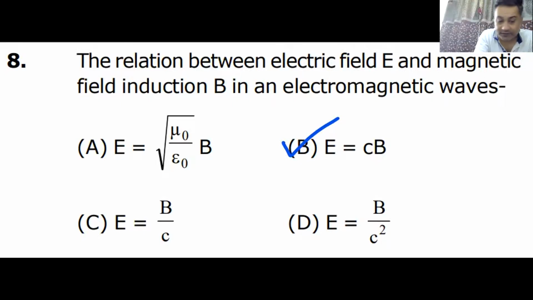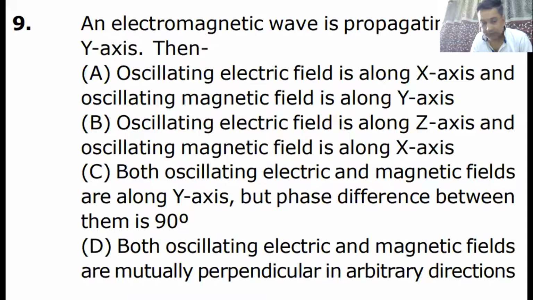Yes, sir. This is the next one. An electromagnetic wave is propagated along the y-axis. Then what will happen? Please let me know. A, B, C, D. Question number 9. EM waves are propagating along the y-axis. Where are those things?